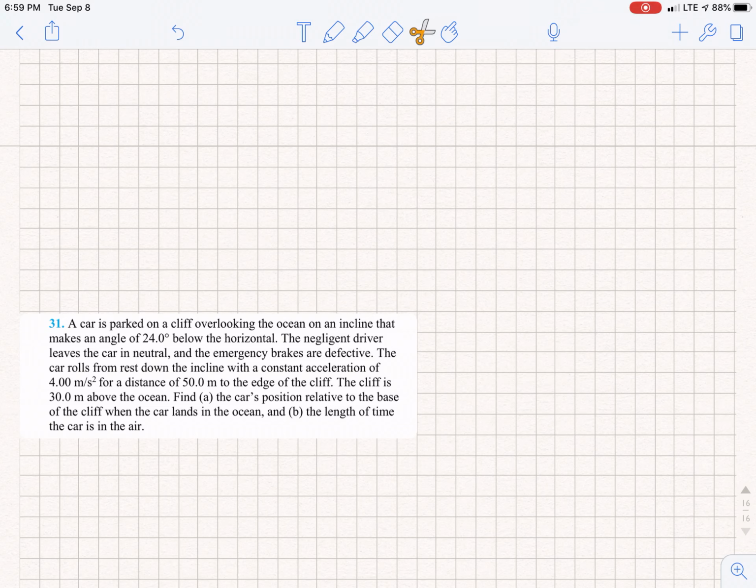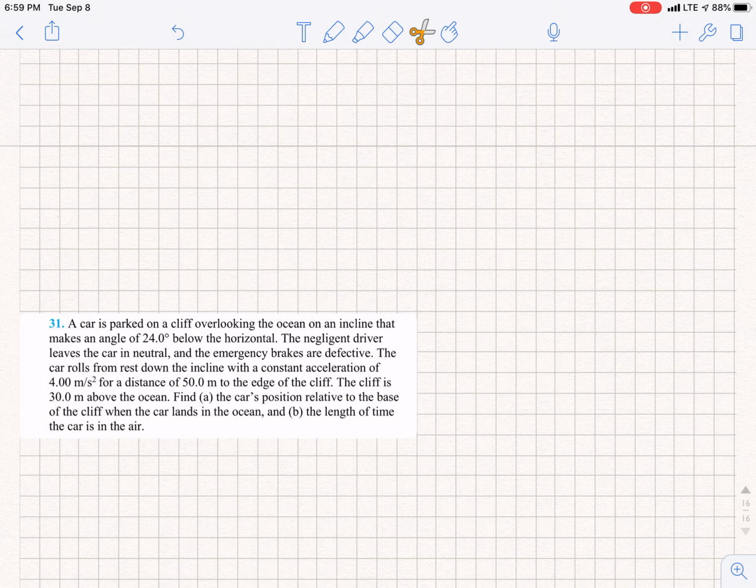Okay, in question 31, we have a car parked on a cliff overlooking an ocean on an incline that makes an angle of 24 degrees below the horizontal. The negligent driver leaves the car in neutral and the emergency brakes are defective. The car rolls down the incline with constant acceleration of 4 meters per second squared for a distance of 50 meters to the edge of the cliff. The cliff is 30 meters above the ocean.